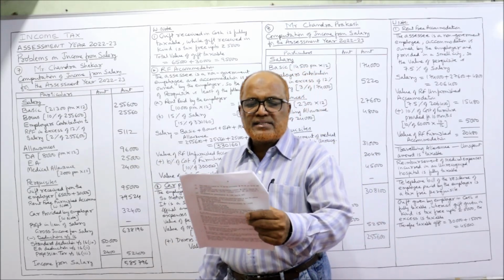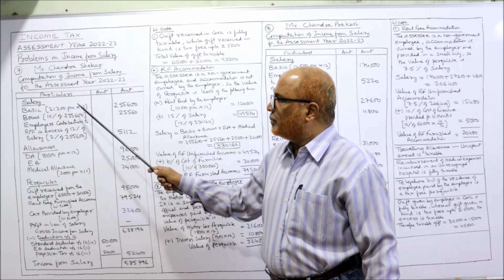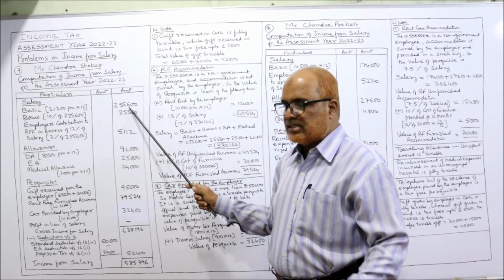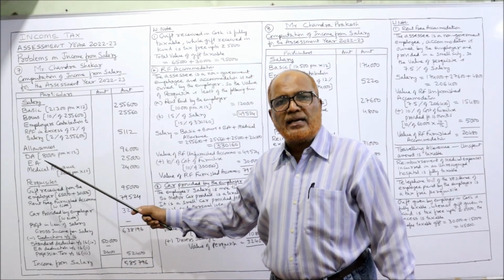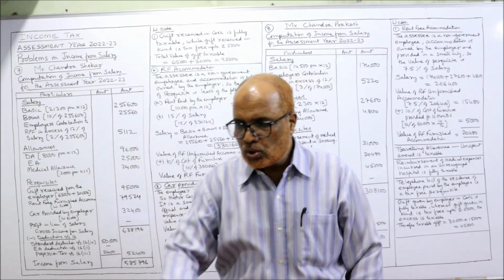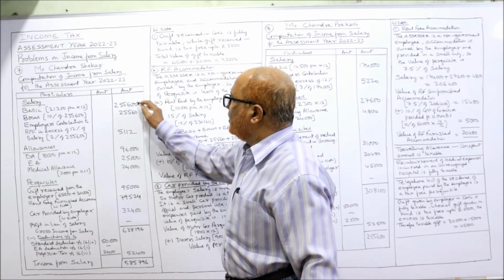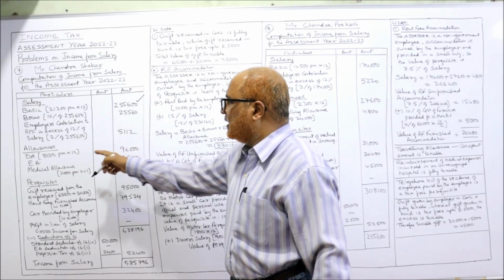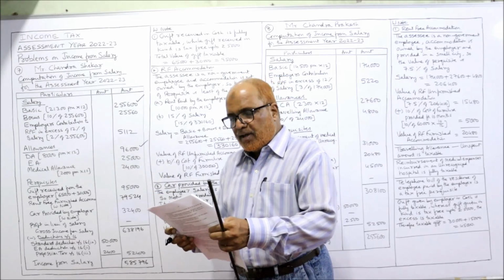Basic. The basic salary is 21,300 per month. So, 21,300 per month into 12, 255,600. Then DA. DA is taxable, fully taxable under the head allowances. So 8,000 per month. So I'm just writing a tick here so that we can know we have completed the basic. Then DA 8,000 per month into 12, 96,000, fully taxable.